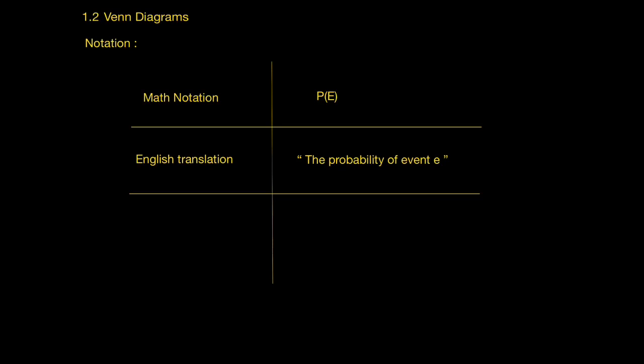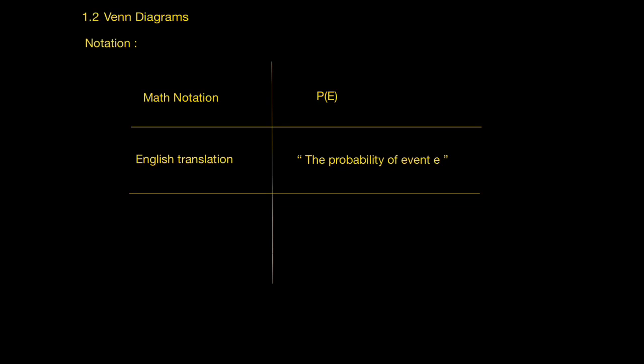Today I begin by introducing some new notation. So here we have P parentheses E. That's the math notation. The English translation says that whenever you see this symbol P of E, it's going to translate to the probability of event E. This is much easier to write than writing this for every single problem. So familiarize yourself with this notation. That's what I'll be using moving forward.